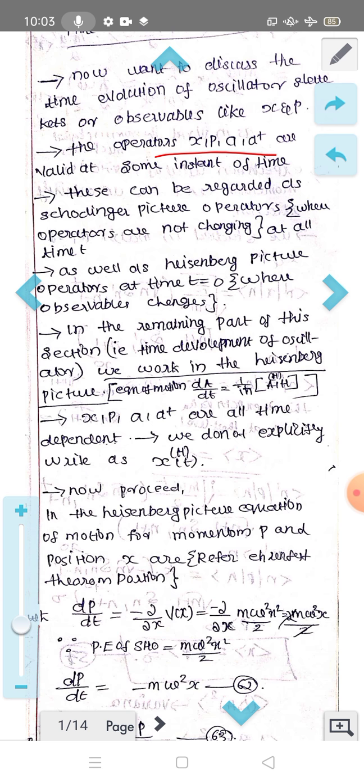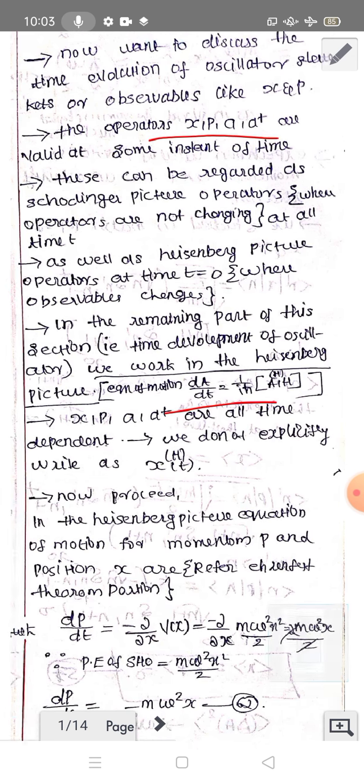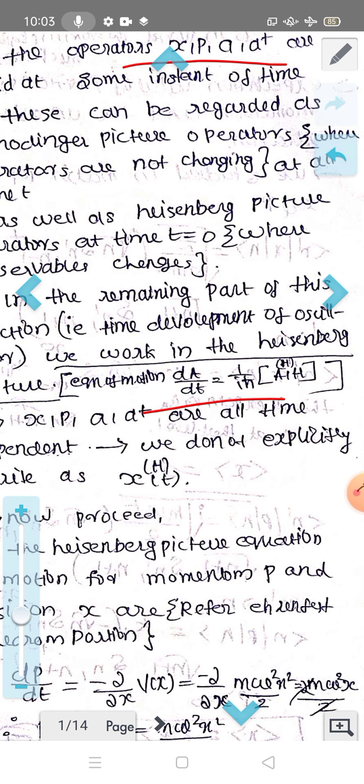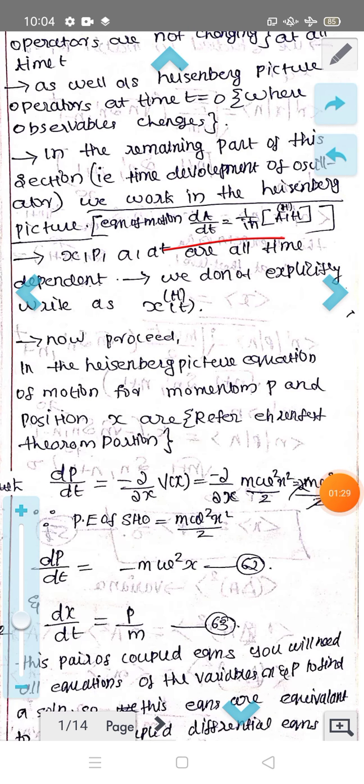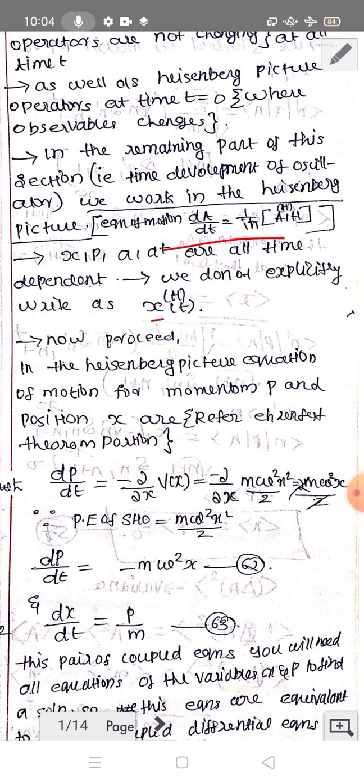So we work in Heisenberg picture. And the equation of motion is given by dA/dt is equal to 1/(iħ) [A, H], where the operator A is in Heisenberg picture. So it is to be understood that the operators are Heisenberg picture operators. We are not explicitly writing it as x_H(t).